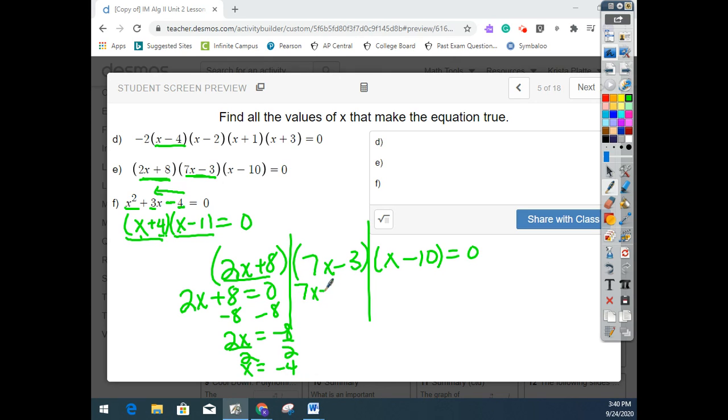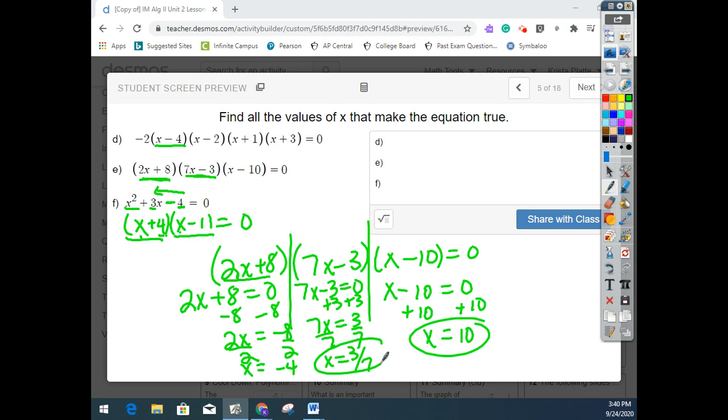What makes 7x minus 3 equal 0? Well, you add 3 to both sides, divide by 7, and if 7 can't go into 3 evenly, leave it as a fraction. What makes x minus 10 equal 0? Add 10. And those are your 3 answers. So if you weren't just kind of noticing what the answers were, you can always just set each factor equal to 0 and solve.